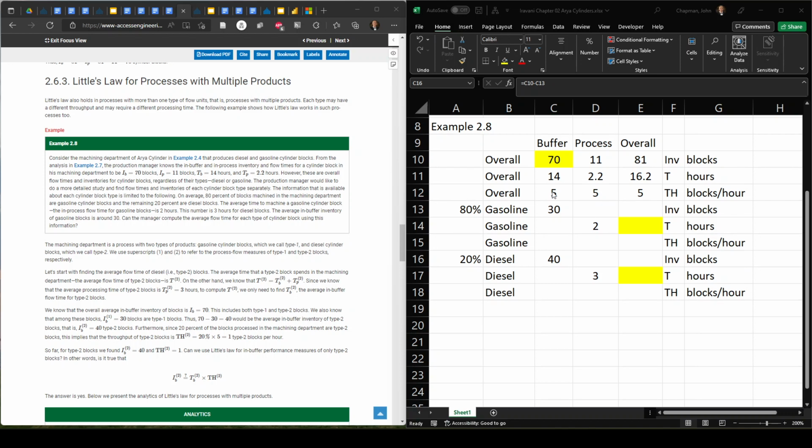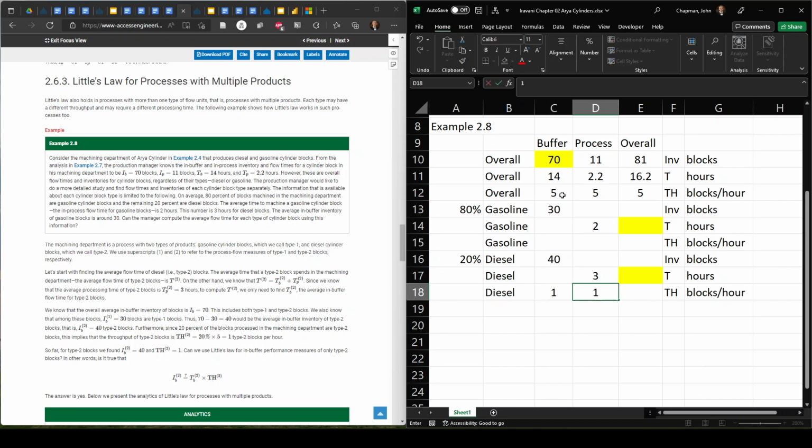Next, we're going to use throughput to find out what the throughput is for just the diesel. The way we're going to do this is we're going to take our 20% and multiply it by the overall throughput, 5 blocks per hour, in the buffer and the process and the overall. That gives us a throughput on the diesel buffer of 1 block per hour.